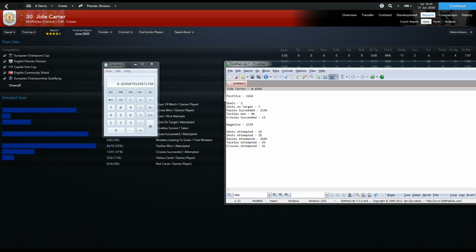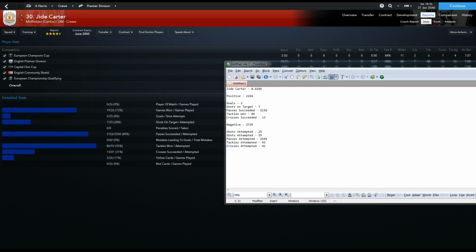Which isn't bad, you know, and to look at that, to see how it reflects, it's obviously incorporating passing, tackling, crossing, shots, and goals. So with this, with a 0.8296 average, it's pretty good.